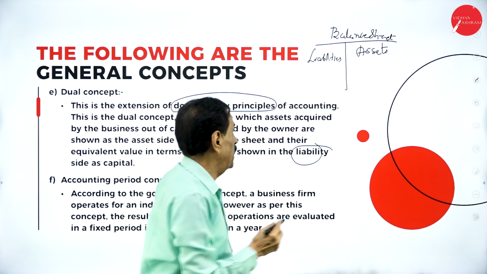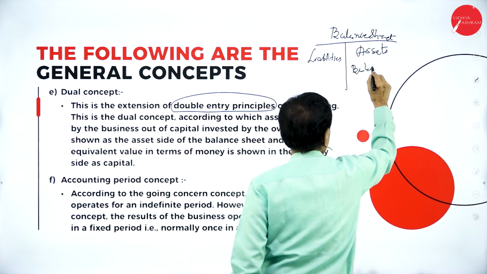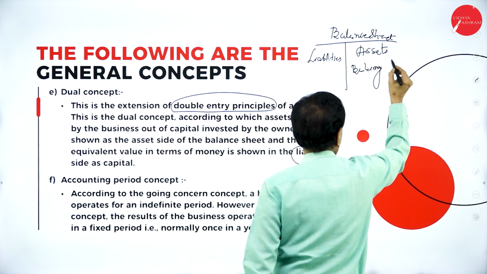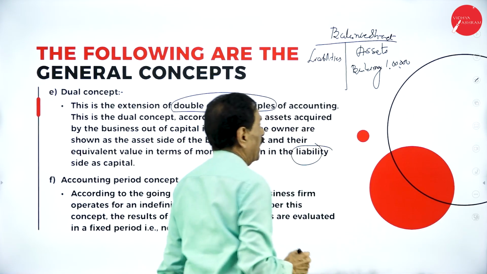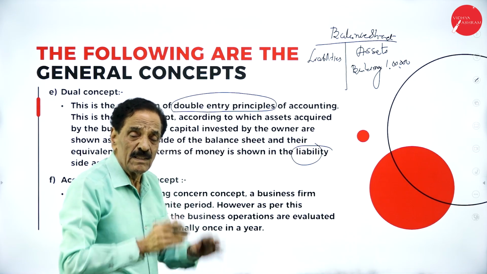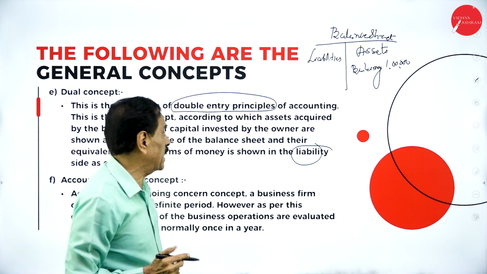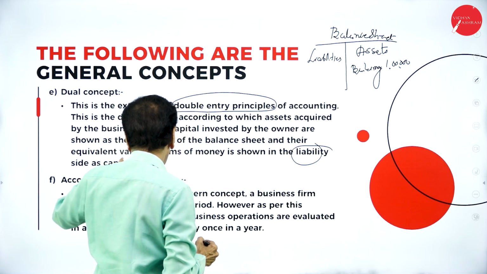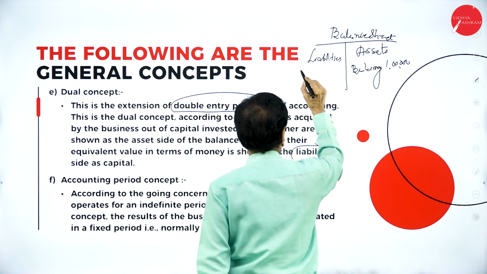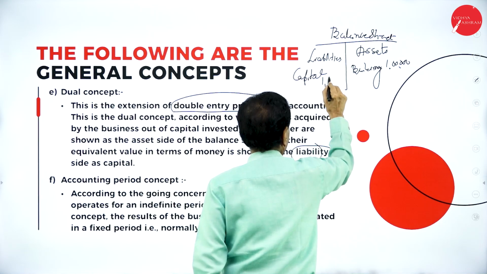You purchase the building. Building is purchased, worth rupees 1 lakh. What's the value of the asset you purchased? Building. So the building's value is rupees 1 lakh. That itself is your capital. Acquired by the owner, shown as the asset side of the balance sheet, and their equivalent value. Here we write capital is equal to 1 lakh.